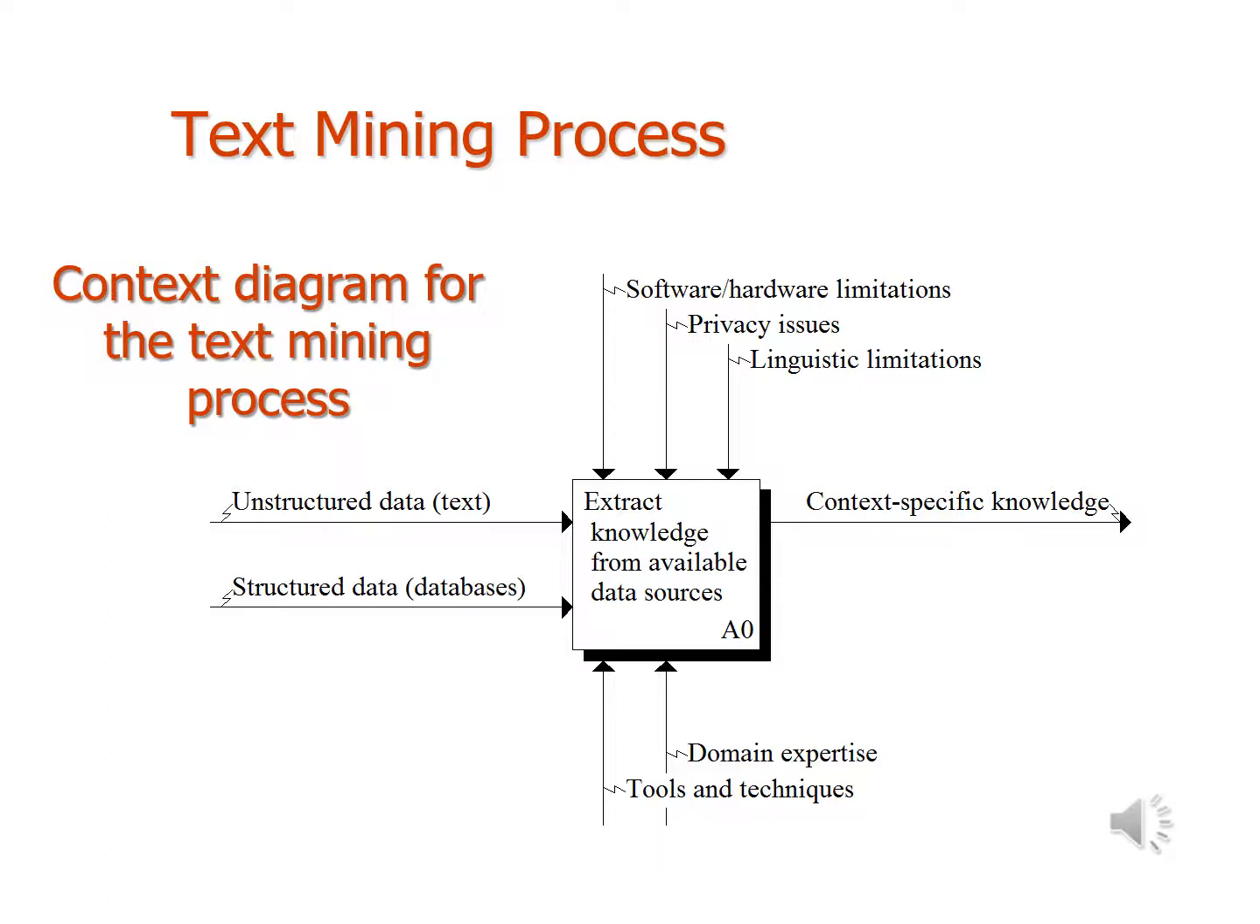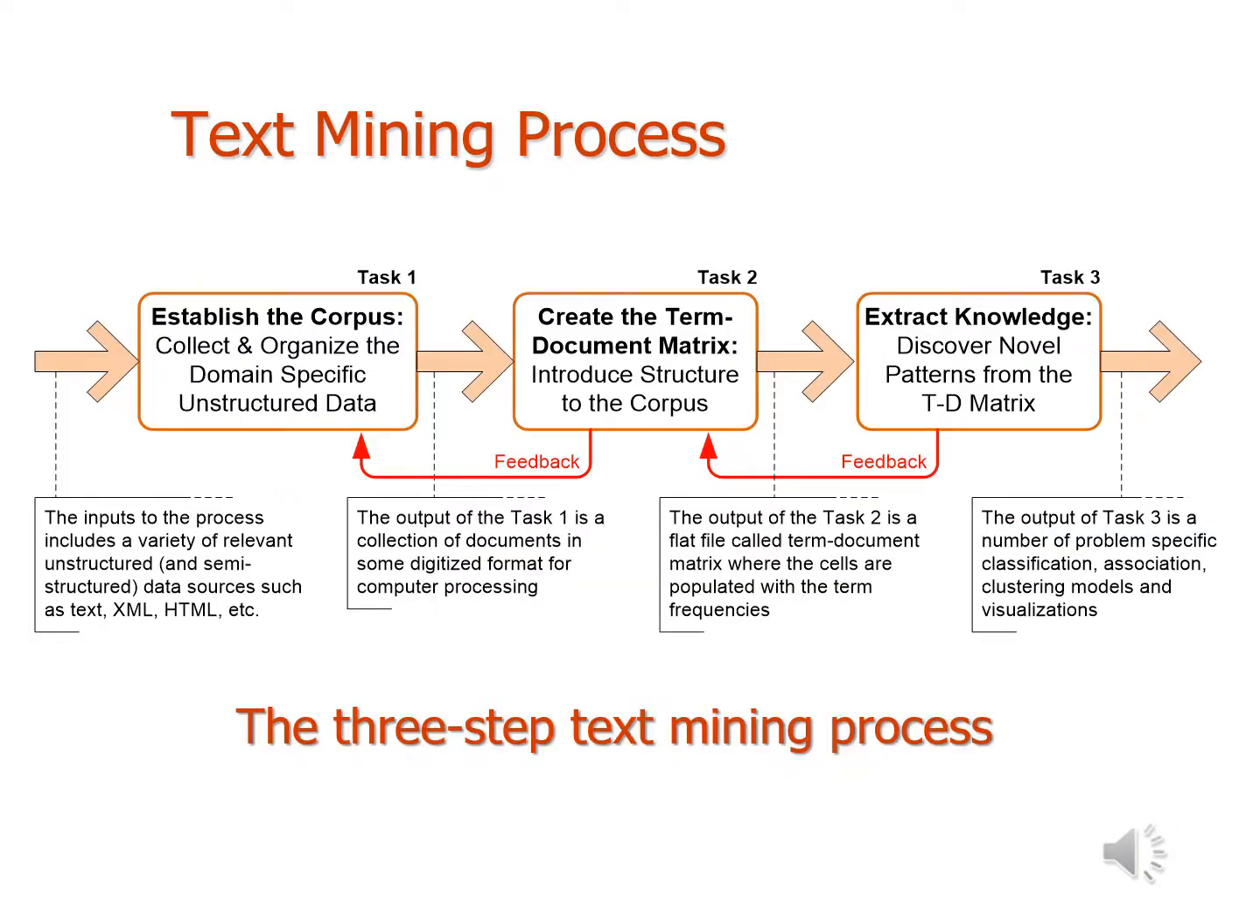From the bottom, your inputs are going to be your domain expertise and your tools and techniques. What tools are available for you to be able to extract data out of a text set, and how well do you know the field? How well do you have access to people who know this field pretty well to be able to help you with that? All of those inputs go into the process of extracting knowledge from available data sources, and ideally out comes a context-specific knowledge source, or context-specific knowledge answer or result, that you're actually able to get out of this process because you've been able to successfully interact with and use all of the inputs.